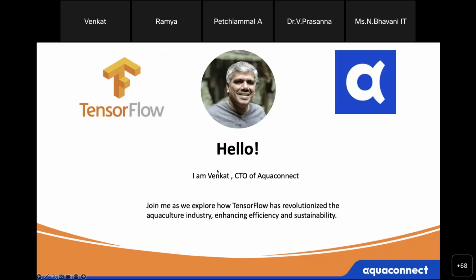Here we explore the powerful role of TensorFlow, a groundbreaking machine learning framework, in boosting efficiency and sustainability within the aquaculture industry. We will discover how this sophisticated technology has empowered fish farmers to optimize production, monitor water quality, predict disease outbreaks, and make data-driven decisions that lead to improved yields and environmental stewardship.